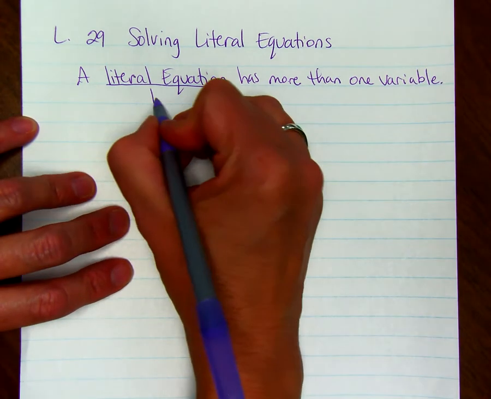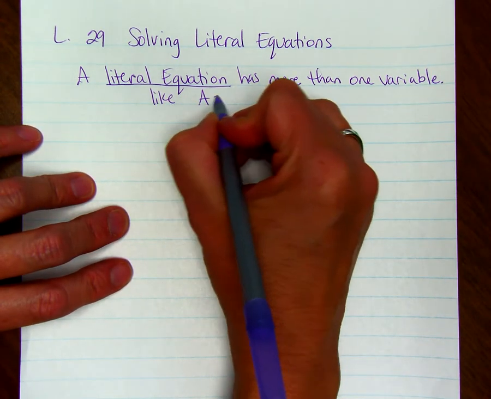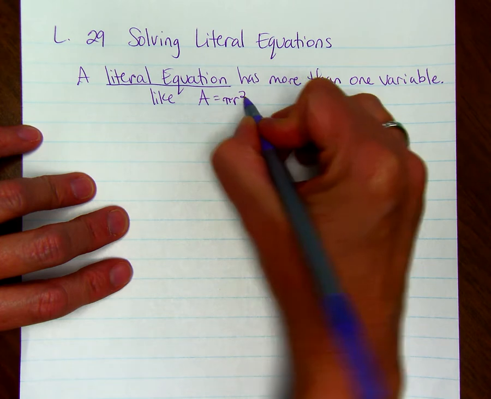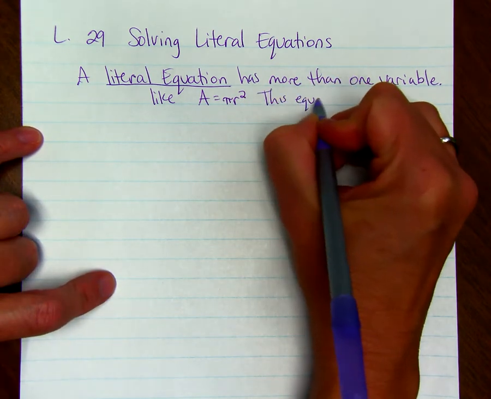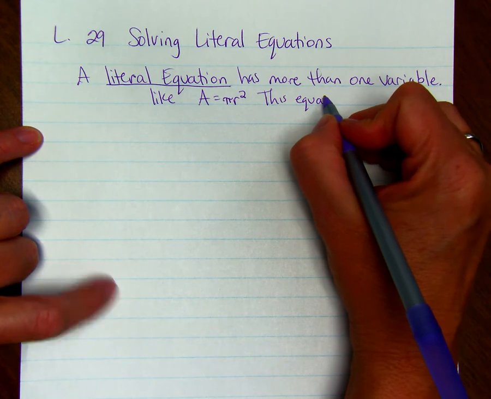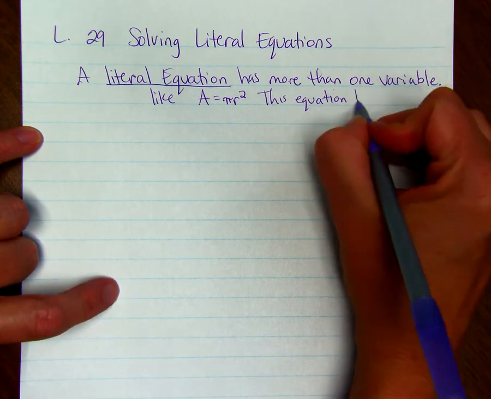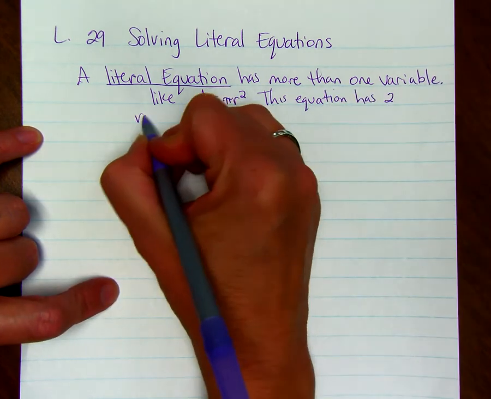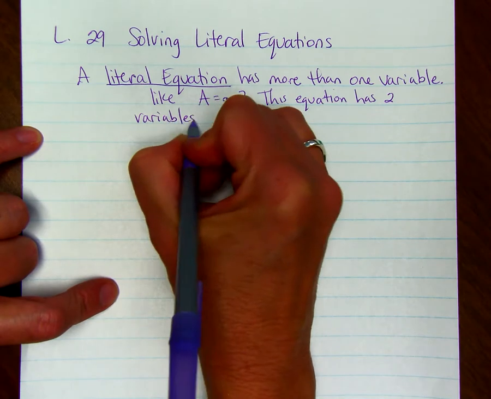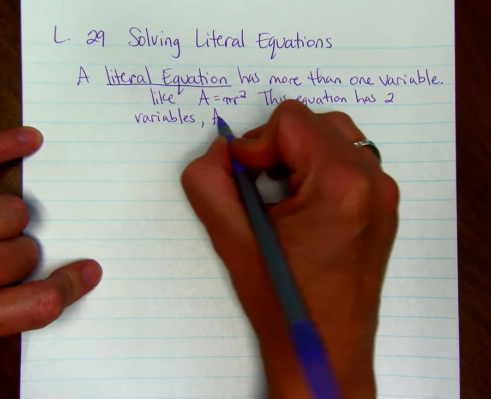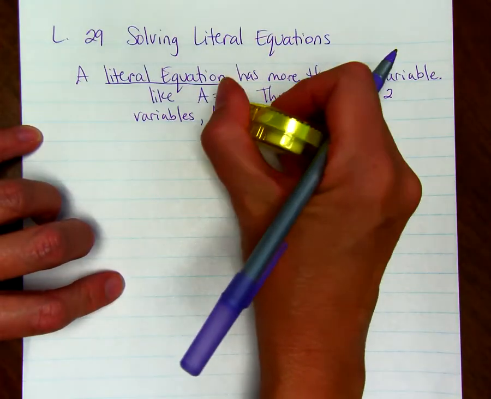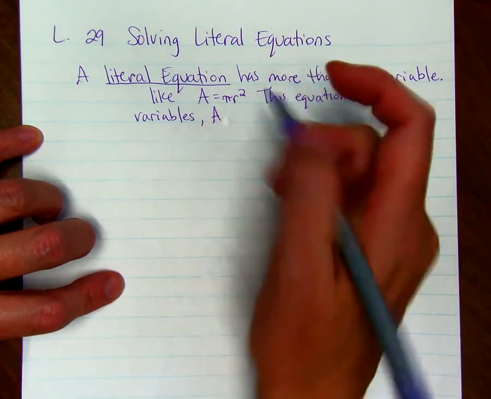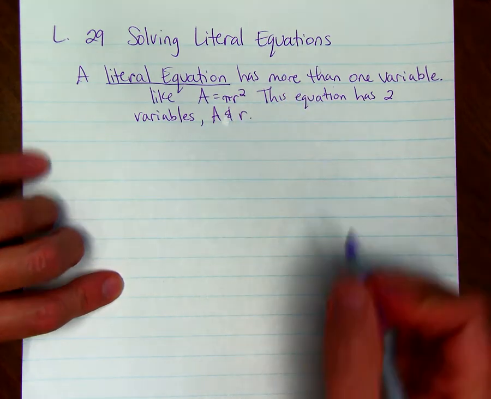An example would be the area of a circle, pi times the radius squared. It has two variables, the A and the r. So it is a literal equation.